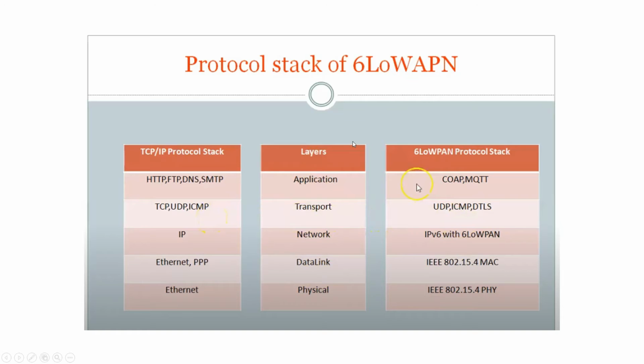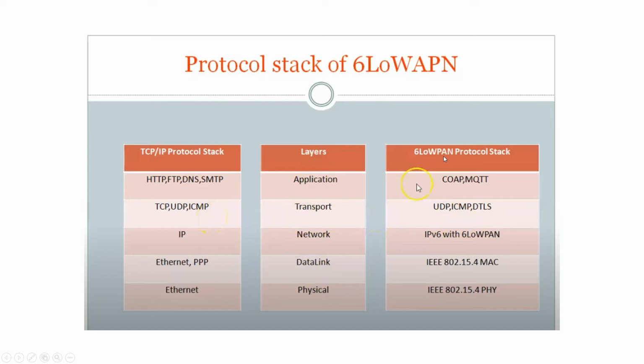Okay, so next we will see the protocol stack. Fine. So the protocol stack of 6LoWPAN is given. Also, in order to get a very good idea about the protocol stack, we are just going to compare it with the TCP/IP protocol stack that we already have. Okay, so we have the physical layer, data link layer, network, transport, and application layer.